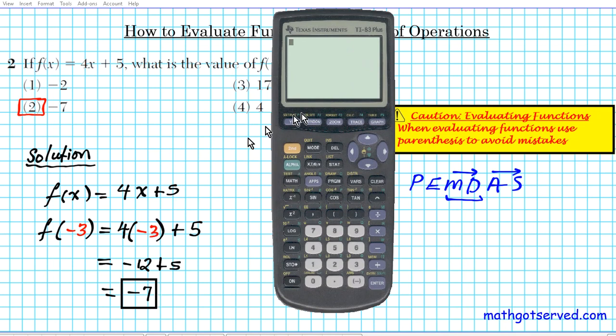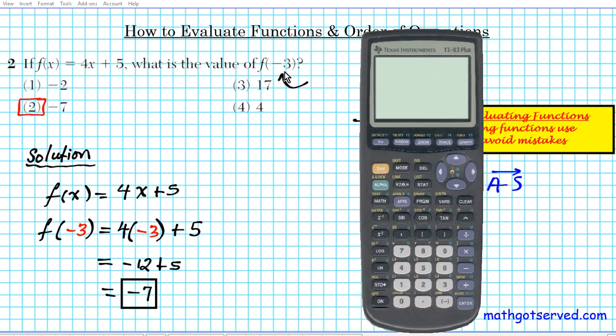First thing we're going to do is store the input value. The input value we will store in the variable x. And then after we store the input value in the variable x, we will evaluate what this expression is. So let's store the input value. The input value is negative 3. STO means store in x.